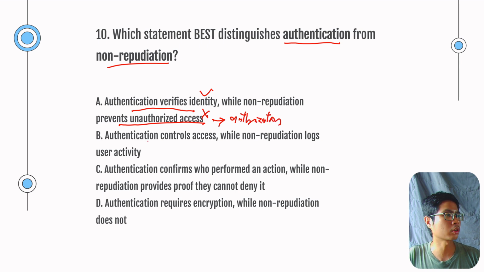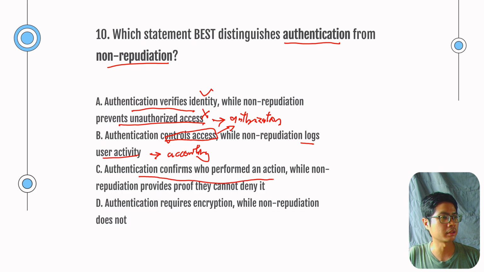Authentication controls access. Not exactly. I believe this would be more authorization. It controls what you can have access to. Non-repudiation logs users' activity. Not exactly correct again. Logging users' activities is accounting. So this is wrong as well.